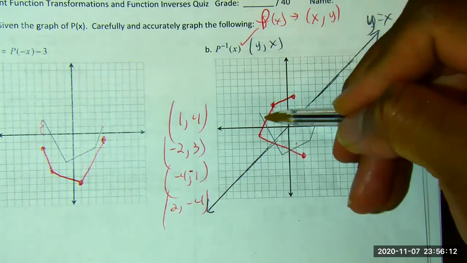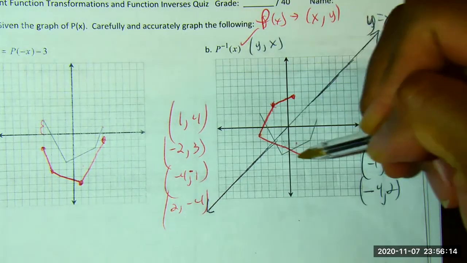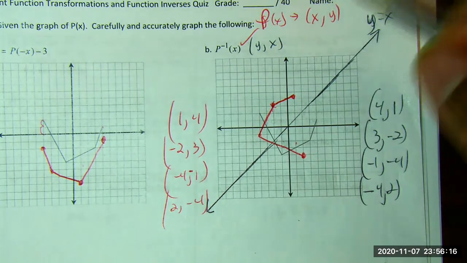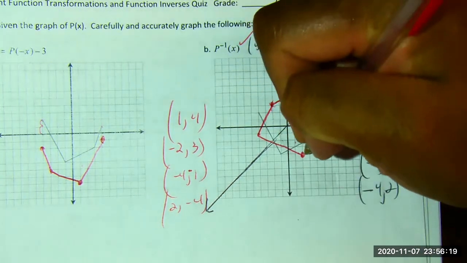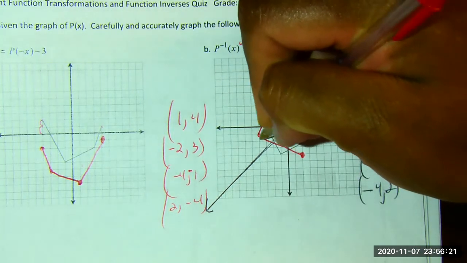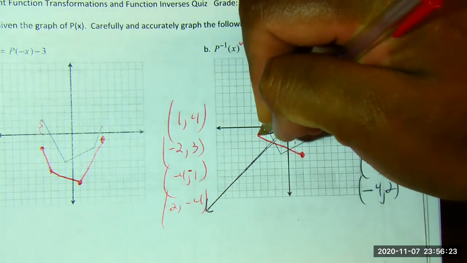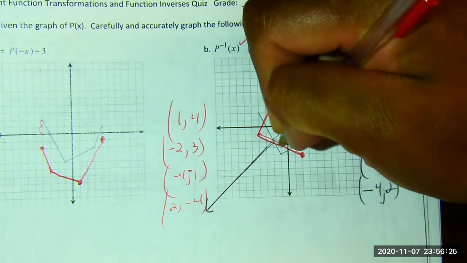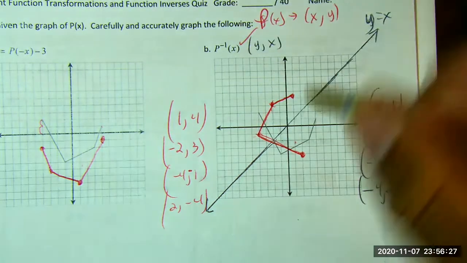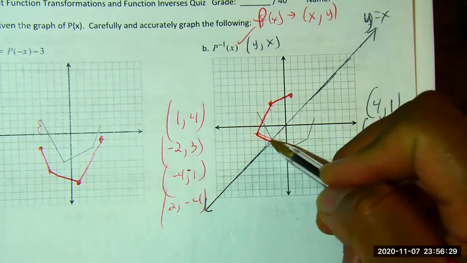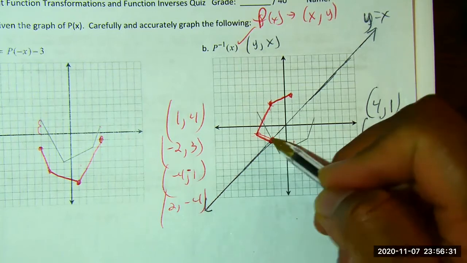Bam, bam, bam, bam, bam, bam. It looks weird, but that's it. Now, granted, ignore my human error because it's not exactly on the coordinate. Maybe it probably should be more like that. But look at how it intersects. Look at that point of symmetry.